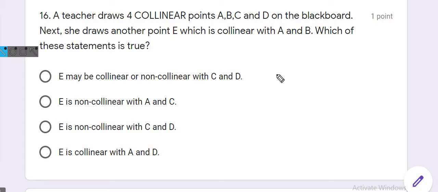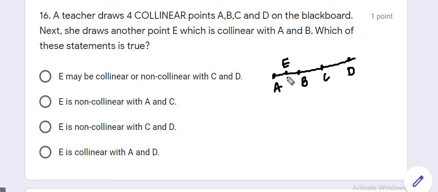Question 16. A teacher draws 4 collinear points A, B, C, D on the blackboard. Then she draws another point E, which is collinear with A and B. So E comes on the line segment joining A and B. Which of the following statement is true? As now we can see that E is collinear with all of the points A, B, C and D, because all of them are lying on the same line. So the answer is E is collinear with A and D. So E comes on a line joining A and D. Other options are ruled out because we have all the points as collinear.